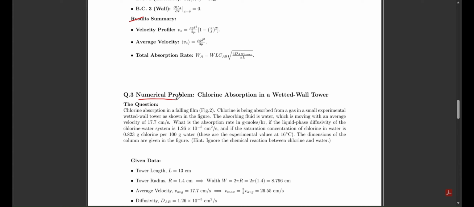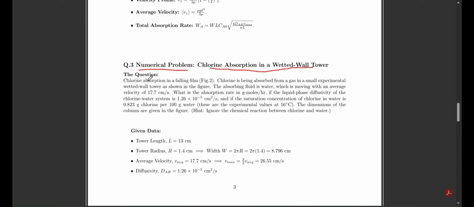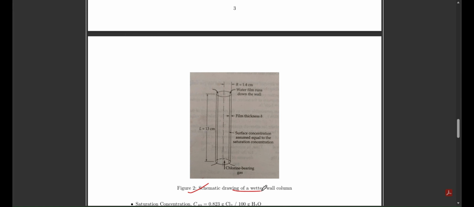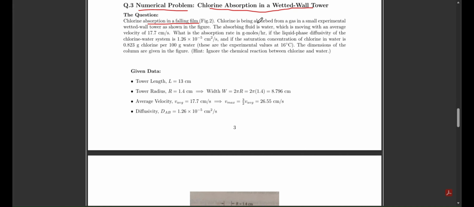The numerical problem is on the topic of chlorine absorption in a wetted wall tower. The question is about chlorine absorption in a falling film, given in figure 2, the schematic diagram of a wetted wall column. Chlorine is being absorbed from a gas in a small experimental wetted wall tower as shown in the figure. The absorbing fluid is water, moving with an average velocity of 17.7 centimeters per second. What is the absorption rate in gram moles per hour if the liquid phase diffusivity of the chlorine-water system is given, and the saturation concentration of chlorine in water is given per 100 grams of water?